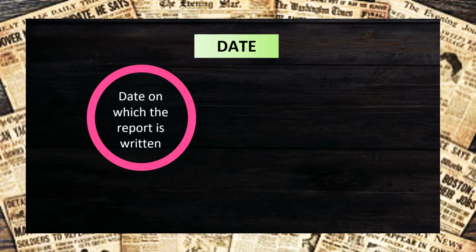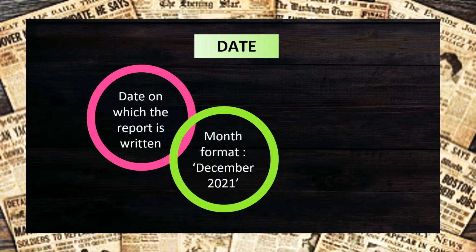Then comes the date. Now, the date on which the report is written. In case you're going to write it only today, then you have to write today's date. Let's assume you're writing it as 30th November. Now, usually we tend to write it as 30/11/2021.